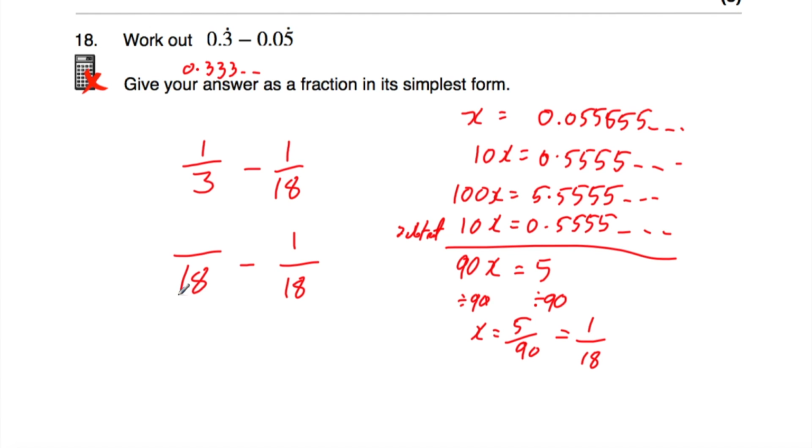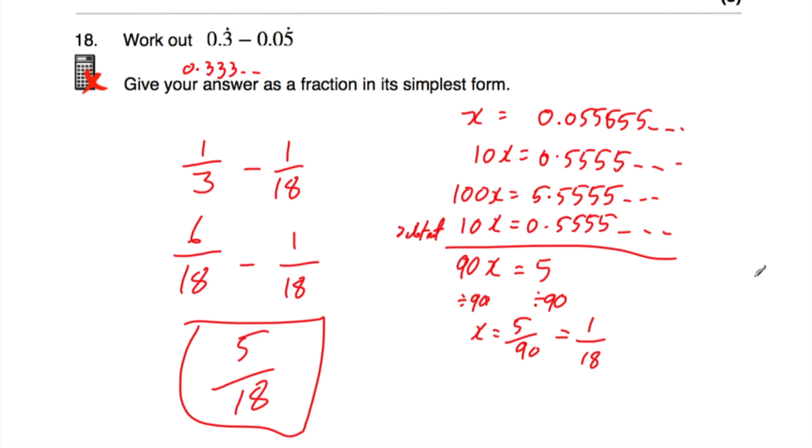So to get from 3 to 18, we would times by 6. So let's multiply the numerator by 6 as well. So that's going to be 6/18. So 6/18 subtract 1/18 would be 5/18. So that means that 0.33333 and so on, subtract 0.0555 and so on, will be 5/18. And that's it. And can we cancel this down? Well, no, that's it. Our answer is 5/18.